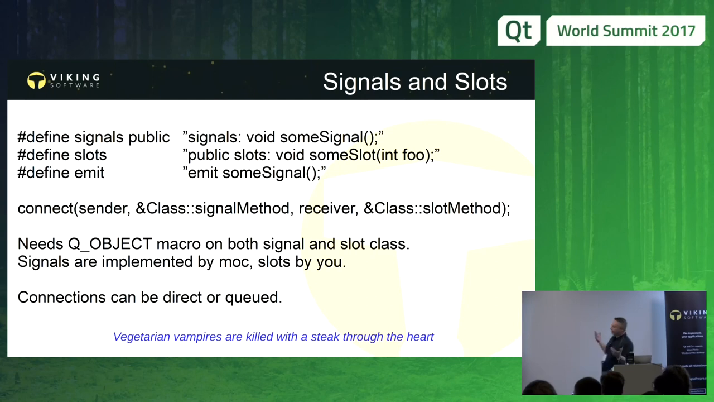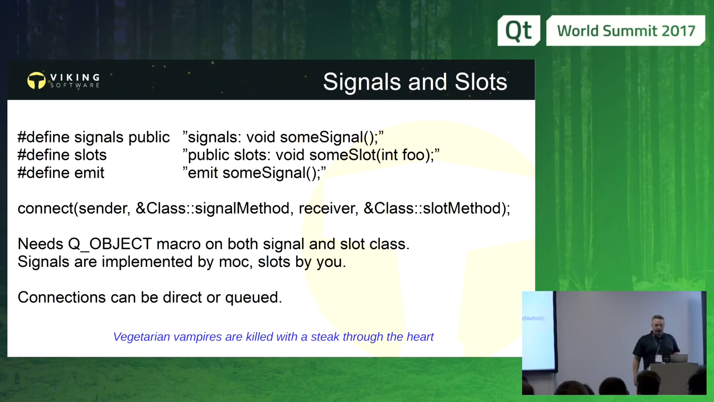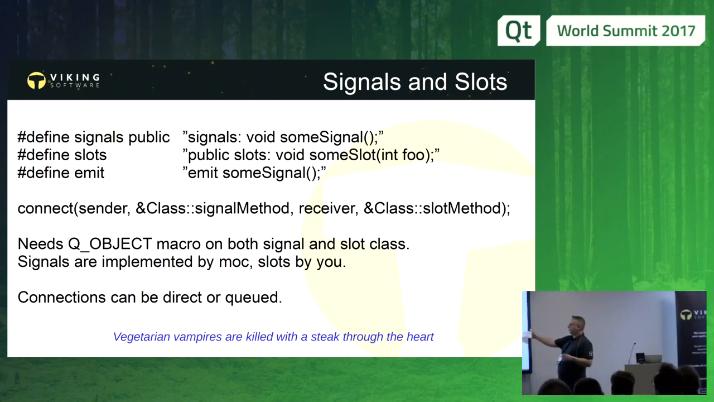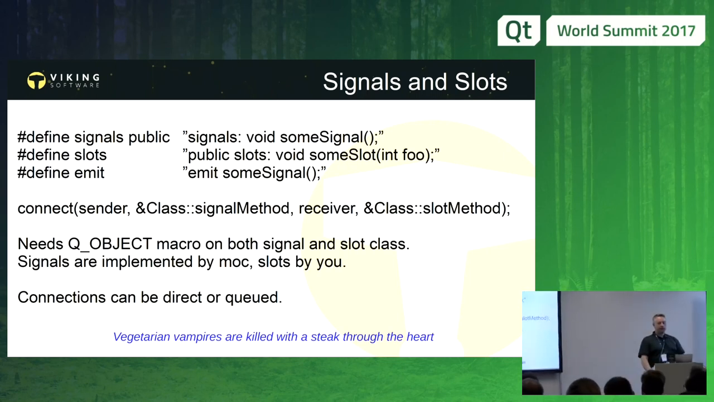So, the connect, I assume you've pretty much all done this. You have the sender, you have some method, you have a receiver, and you have a slot. Yeah, blah, blah. We know that. It can be direct or queued. Some of you at least saw what this means yesterday. Direct means that a signal slot connection is just a function call. It might be 1, 2, 0. It doesn't call anything if you don't have anything connected to it. It could be 10,000, but it's actually a direct function call.